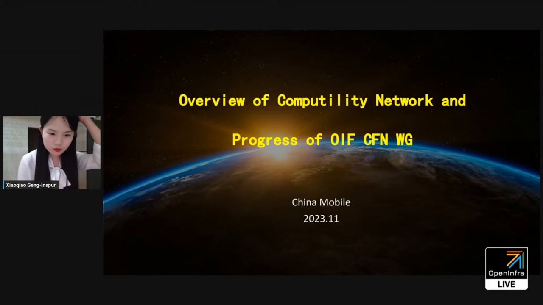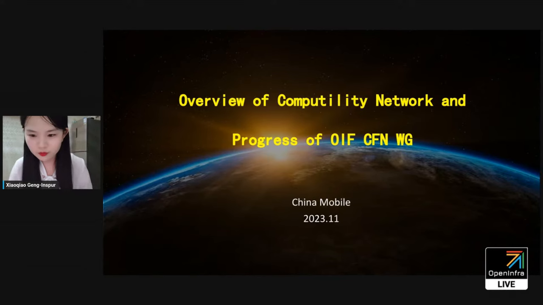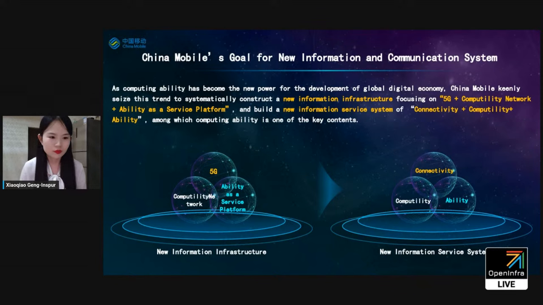So for the next 10 to 15 minutes, I'll introduce the Compute Utility Network and CFN backgrounds. Okay, so can we go to the next slide, please? Okay, cool. So firstly, let's look at the background. Computing capability, which we call compute utility in our system, is the hottest topic for the whole industry right now. Everybody is talking about buying a GPU card. Everybody is using the large model kind of things.